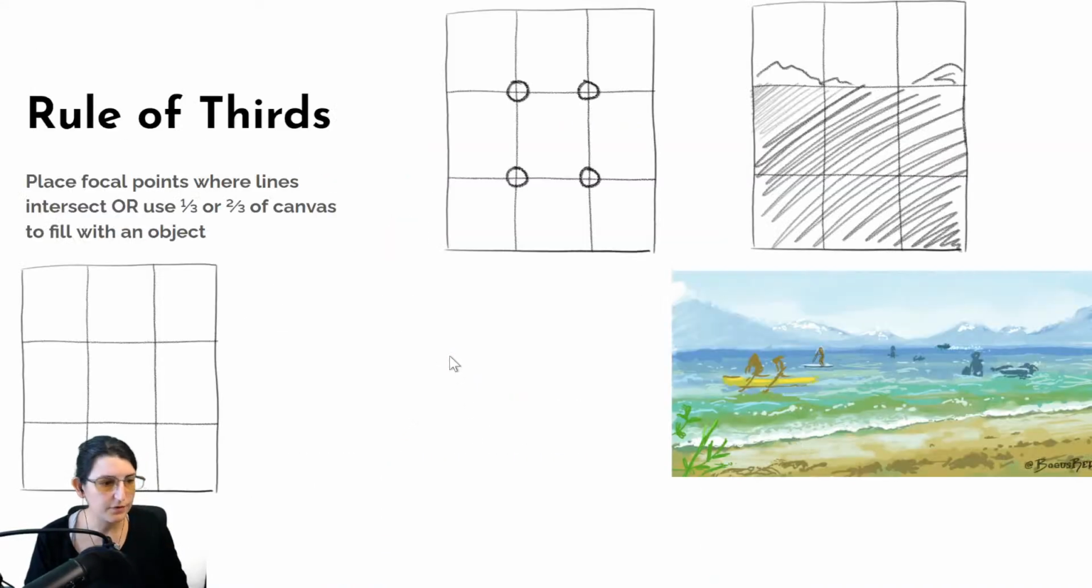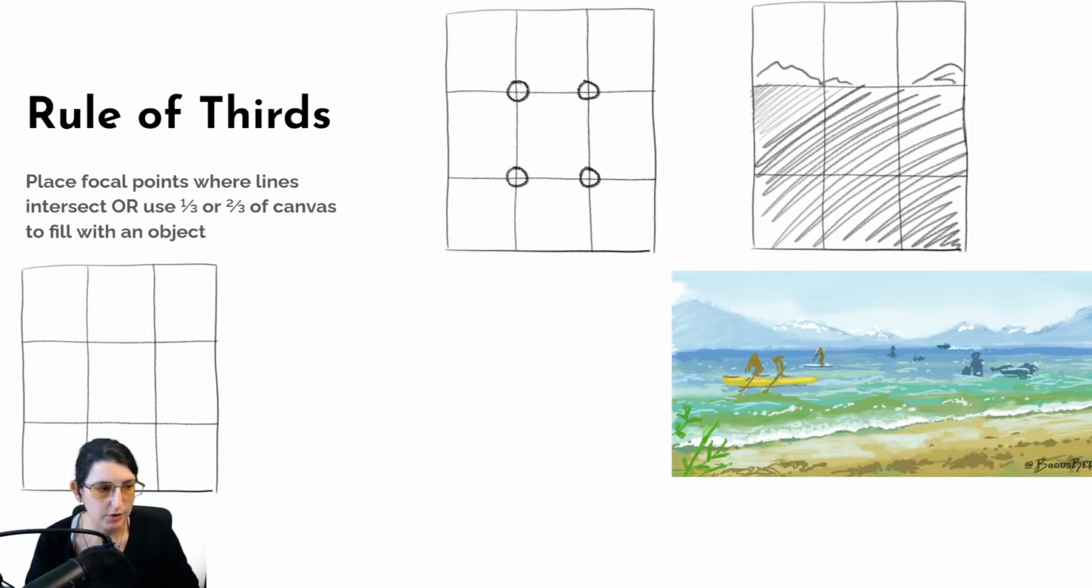Okay, so rule of thirds is about you take your canvas, you split it into thirds both lengthways and vertically, and you can use this technique two different ways. One is you put your focal points where those lines intersect. So one of these 4 focal points is a good place to put generally where you want the eye to go. It tends to create a pleasing composition.